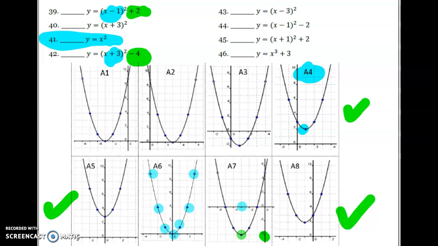Now if it only has one or the other, for example, number 46 doesn't even have parentheses at all, which means that there can't be a shift left or right, because the h value would have been 0 inside of the parentheses. And the +3 on the outside edge does mean that we've only shifted up 3. So this parabola right here has shifted up 3 from the 0, 0 vertex, but has not shifted left or right. Now I would like to point out that's a typo. That should definitely say x squared plus 3. So I think you guys are good to match the rest of those on your own.